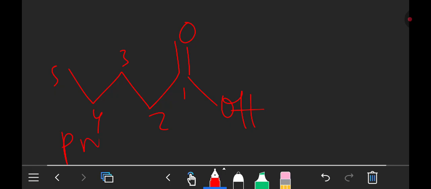Let's have another example. Let's have this structure. So what would be the name of this structure? I'll count 1 carbon there, 2, 3, 4, there are 5. So this is the propanoic acid. So this is propanoic acid.